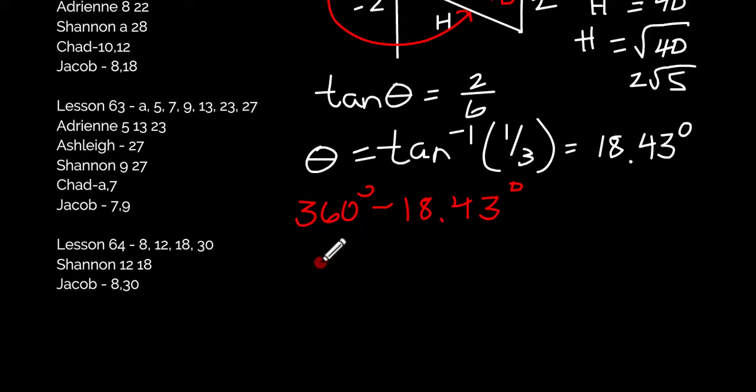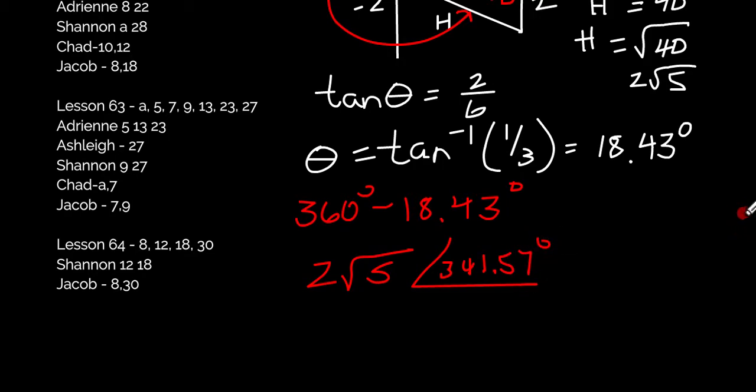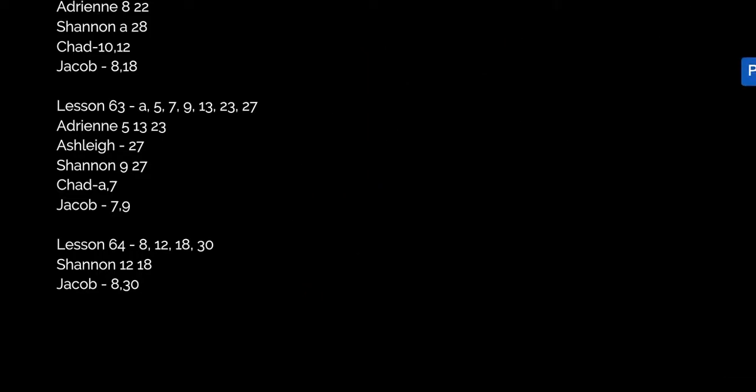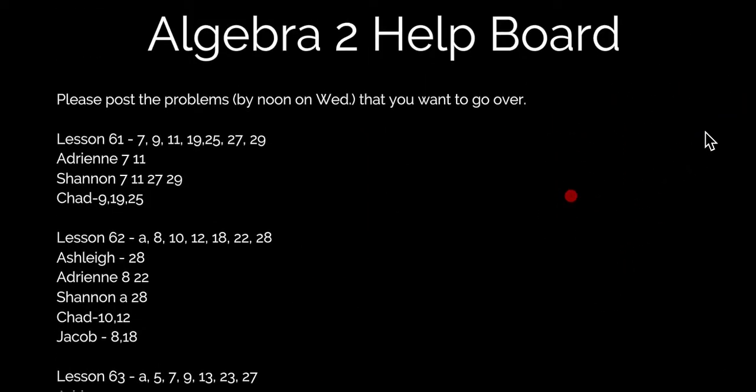And so now we can write our vector. The length of the vector is 2 root 10. When we subtract that on our calculator, we get 341.57 degrees. And that is the answer to our first problem. All right, next problem. You can rewind that. I erased it pretty quickly there. Just moving on, trying to keep it going.